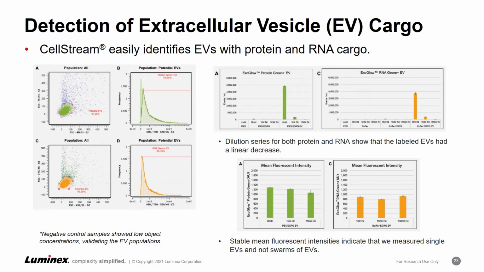On the top right, dilution series data show that for both protein and RNA positive EVs, there is a linear decrease in signal with extremely low background, validating the labeled EV population. On the bottom right, we see stable mean fluorescence of the positive events for EVs with cargo in the serial dilutions. Protein cargo is shown in green and RNA cargo is shown in orange. The same laser intensities were used for all samples. This indicates the measurement of individual EVs and not swarms of EVs.